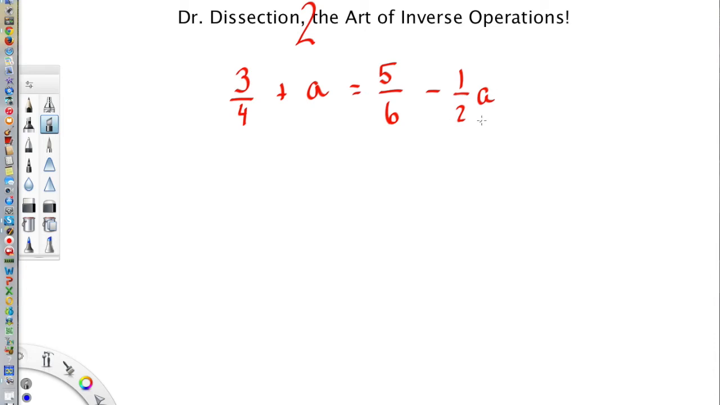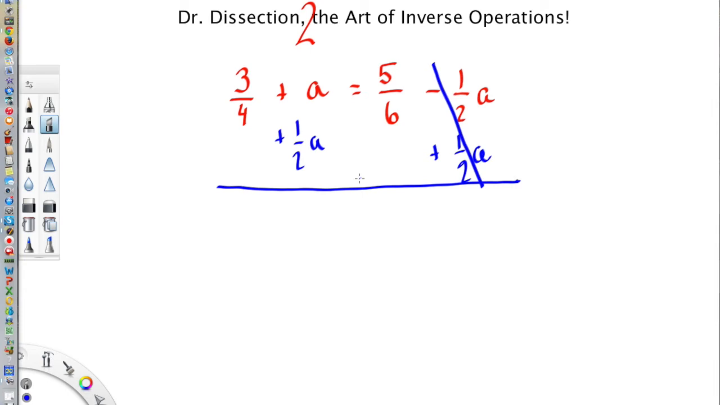So what I'm going to do is get rid of the negative 1/2 a over here by adding 1/2 a. And what I do to one side of the equation, I need to do the same over here. Now this negative 1/2 a will be canceled out by my positive 1/2 a, and then I bring down 5/6. Now if I have 1 whole a and I add 1/2 an a, altogether I know I have 3/2 a plus 3/4.